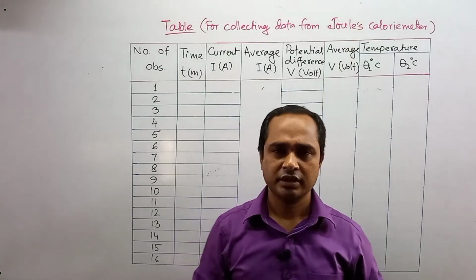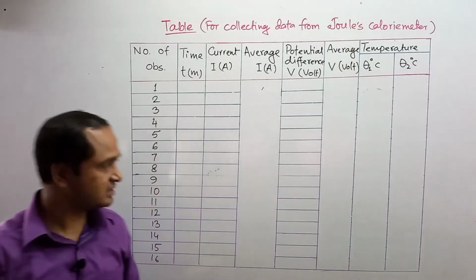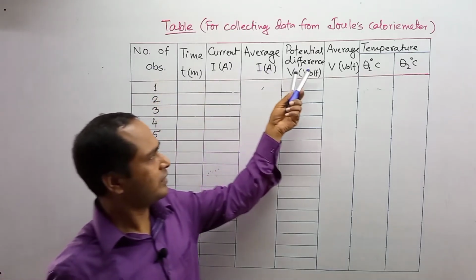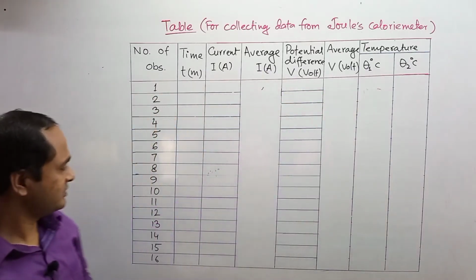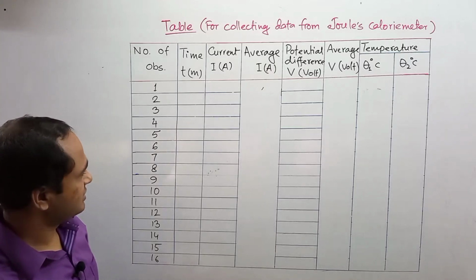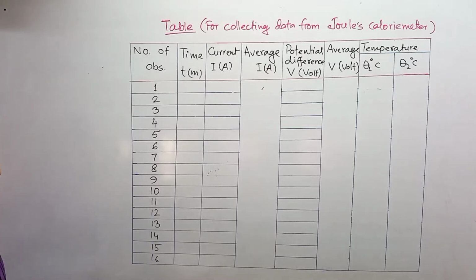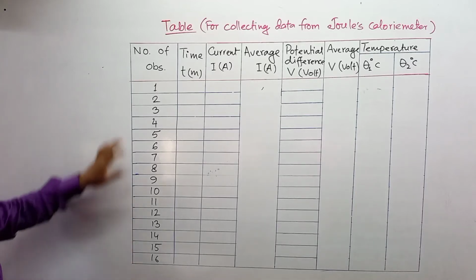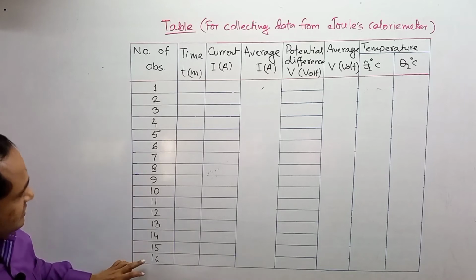Dear student, now we can see the experimental table. In the table there are 1, 2, 3, 4, 5, 6, 7, 8 columns, and for a better result we have to perform this experiment using 16 data. That is, the number of observations will be 16.